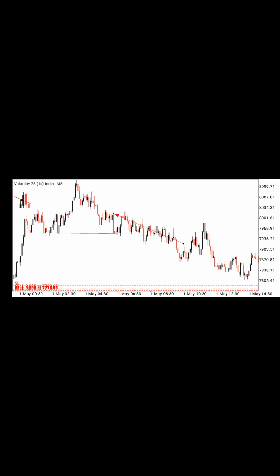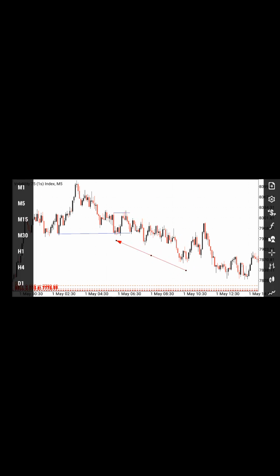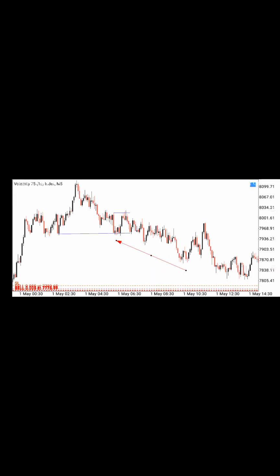So they took out this inducement by taking out this high. So now I'm in a bearish order flow. The last buying candle, look at this, is the last buying candle that I have. You can see that they respected this buying candle. The market came back and tapped this.